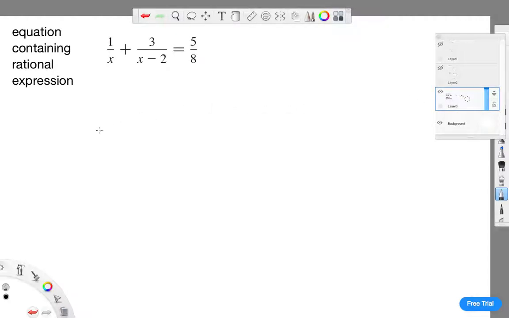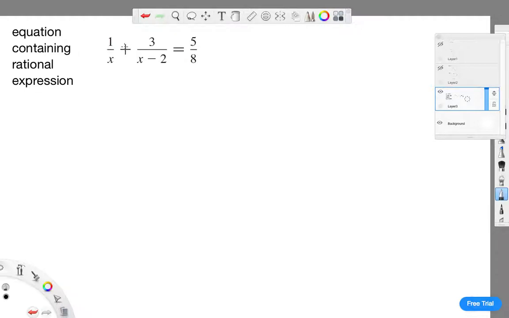Look at our last example. Here we've got an equation containing a rational expression. Remember, rational expressions are ratios of polynomials. An integer can be a polynomial, or a monomial, excuse me. We could phrase it as ax squared plus bx plus c, but a and b are both 0. So here we have rational expressions.